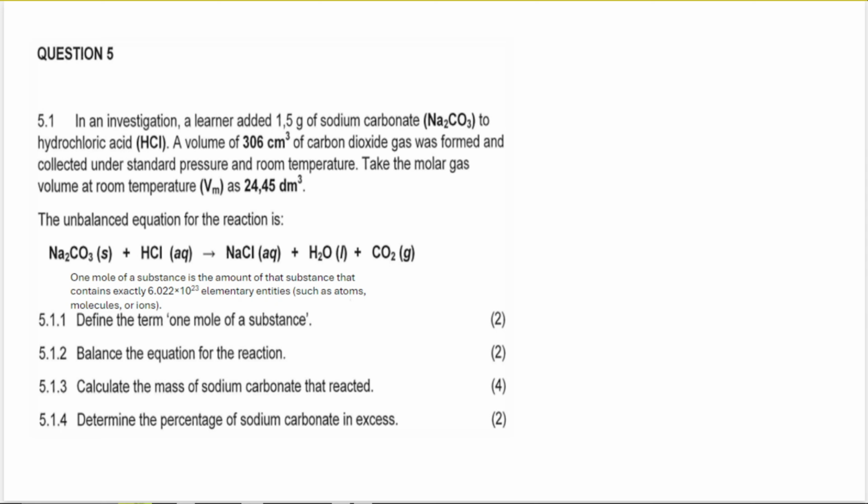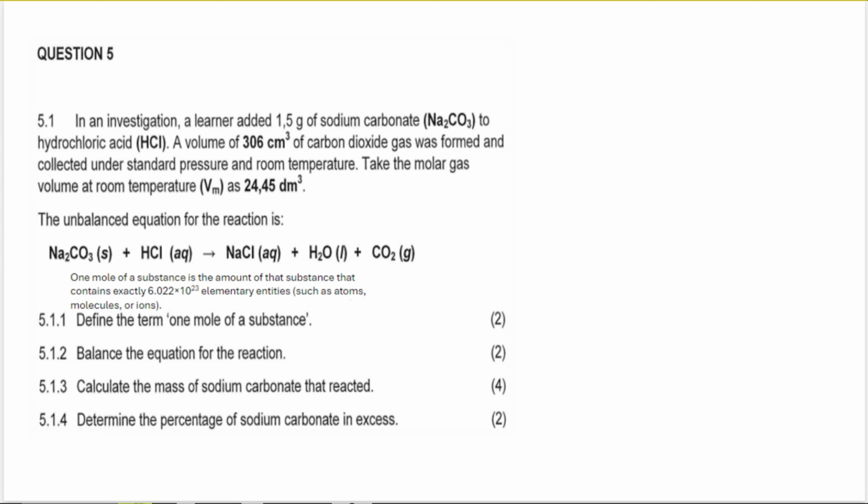I went online and what came up is that one mole of a substance is the amount of that substance that contains exactly 6,022 times 10 to the 23 elementary entities, which are basically things such as atoms, molecules, or ions. It's only definitions. We don't need to worry about definitions. We worry about the calculations. It's where the marks lie.